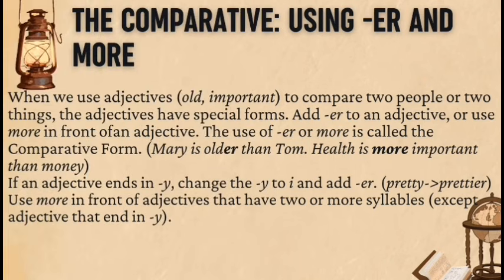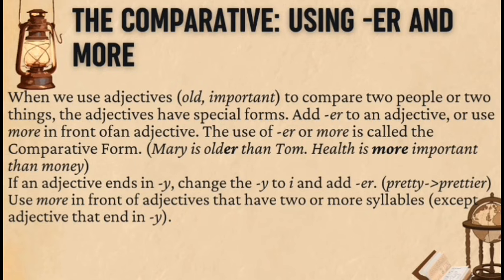The comparative using ending er and more. When we use an adjective, old, important, to compare two people or two things, the adjective has special forms. Add ending er to an adjective or use more in front of an adjective. The use of er and more is called the comparative form. For example, Mary is older than Tom. Health is more important than money.